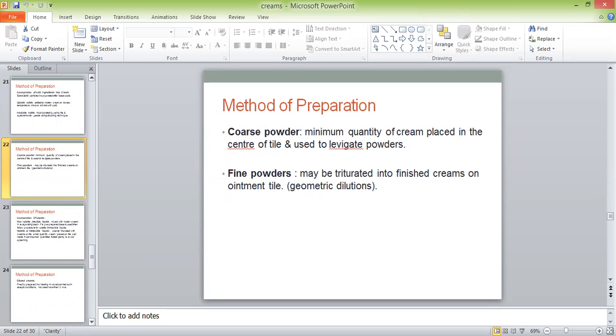a minimum amount of the cream is placed in the center of the tile, and then it is used to levigate the powders, which means the powders would be levigated with the cream. Fine powders are triturated into the finished creams on the ointment tile, and again you will use the geometric dilution method.